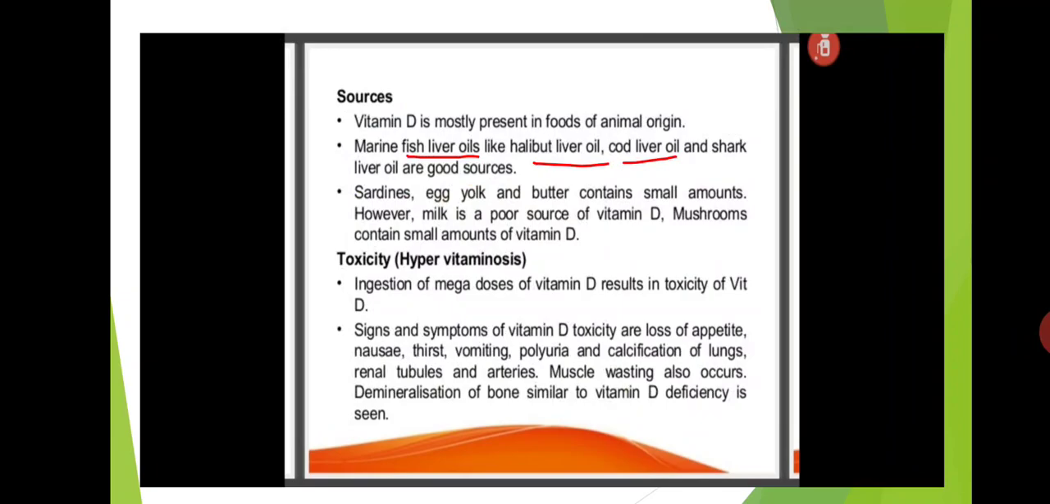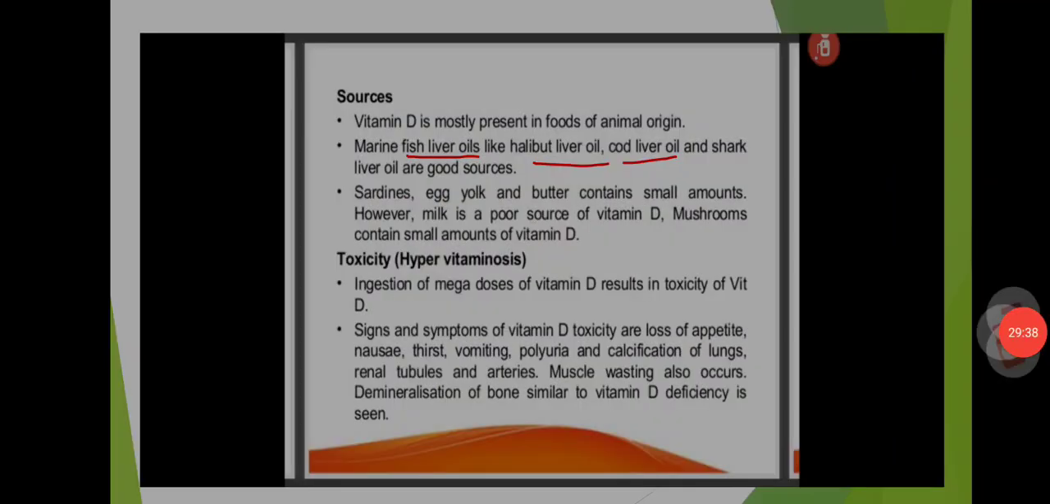And toxicity of vitamin D, that is also called hypervitaminosis. Ingestion of mega doses of vitamin D results in toxicity of vitamin D. Signs and symptoms of vitamin D toxicity are loss of appetite, nausea, thirst, vomiting, polyuria, and calcification of lungs, etc.